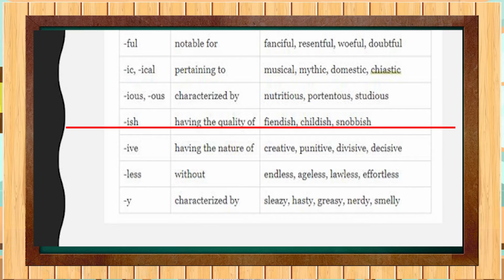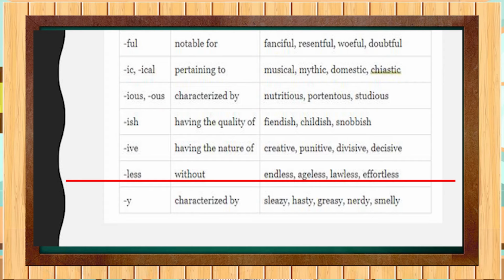Another example of an adjective suffix would be ish, which means having the quality of. So, we might say childish or snobbish, meaning that someone has the quality of a child or a snob. Additionally, boys and girls, an adjective suffix might be less, which means without. So we can have words such as endless, which means without an end, or ageless, lawless, or effortless.